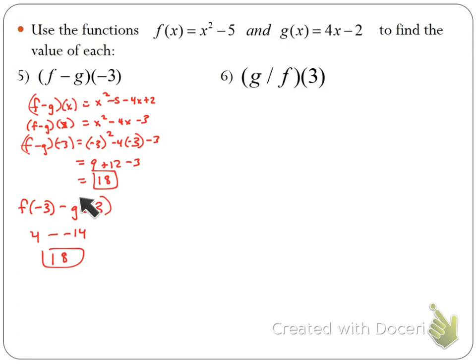So let's do this way. So when you see this, let's find g of 3 and divide it by f of 3. Sound good? So g of 3, right here, 4 times 3 is 12. Minus 2 gives me 10. Divided by f of 3. 9 minus 5, 4, and we could simplify that into 5 halves. Agree? Isn't that more efficient by finding each one separately and going through? Okay.